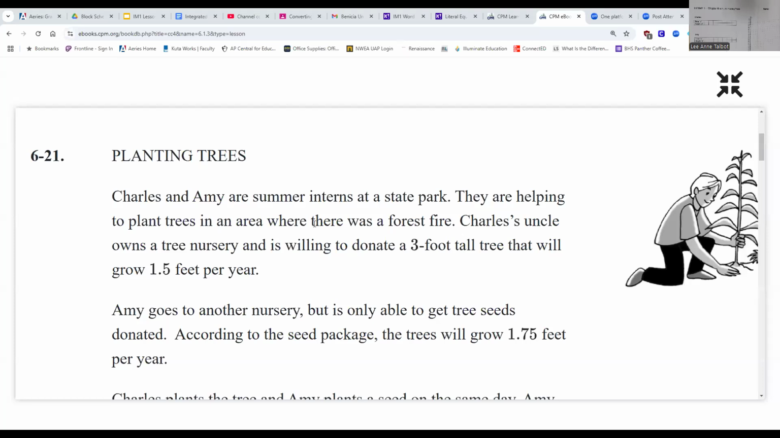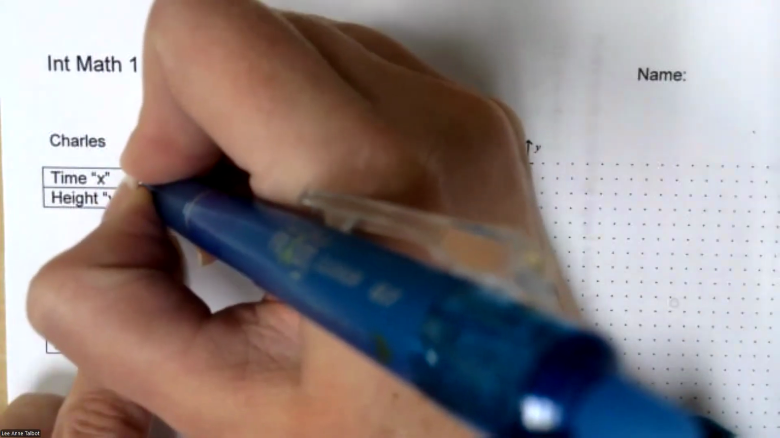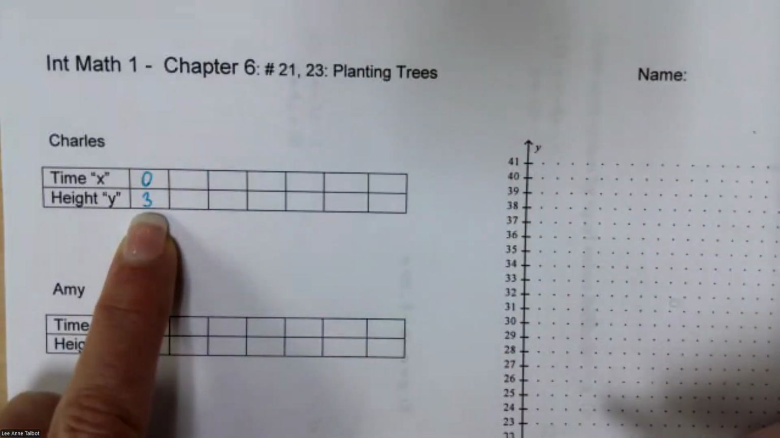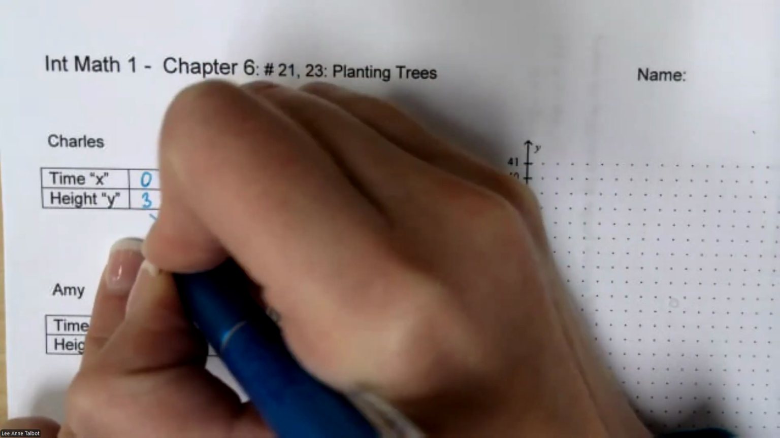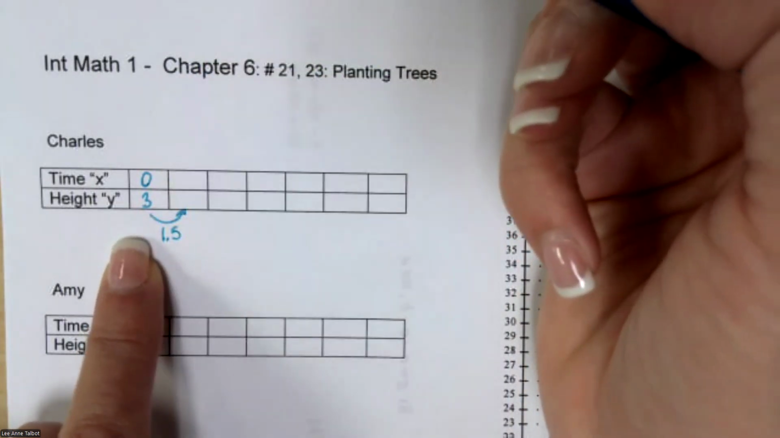Charles and Amy are summer interns at a state park. They're helping to plant trees in an area where there was a forest fire. Charles' uncle owns a tree nursery and is willing to donate a 3-foot tall tree that will grow 1.5 feet per year. Okay, everybody. So go to Charles, and it starts at 3 feet tall. So we want to go 0, 3. So start at 3, and then it's going to grow 1.5 feet per year.